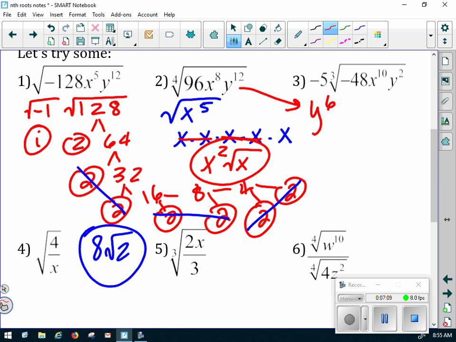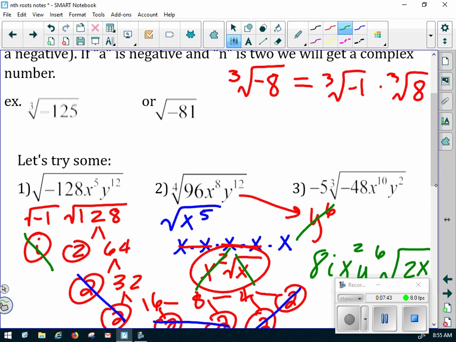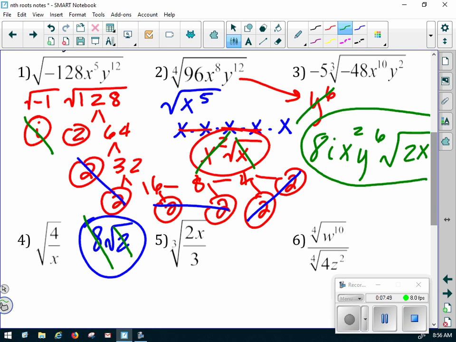Now, amidst all that stuff there, let's see if we can write down an answer. What's out of the house? 8i x squared y to the 6th. 8i x squared y to the 6th is all out of the house. And inside the house, and remember the address of the house is square root, what's in the house? 2x. Now that was kind of my fault. I touched that accidentally. There's the answer right there.